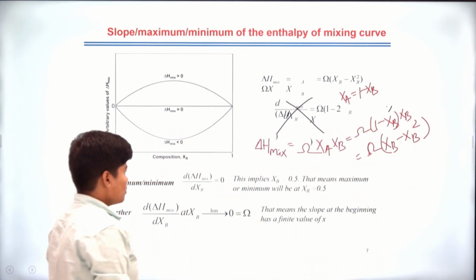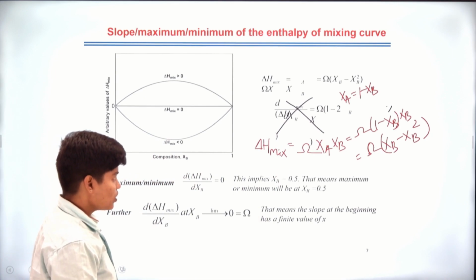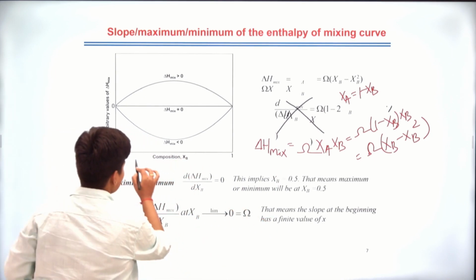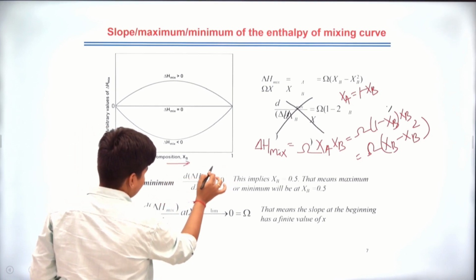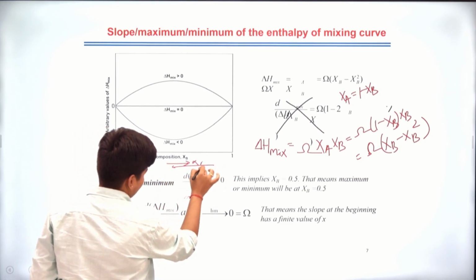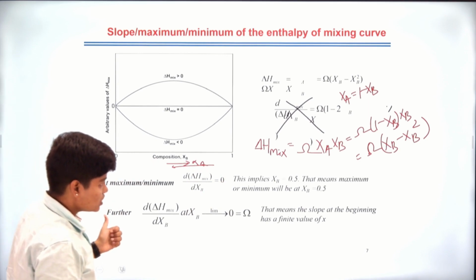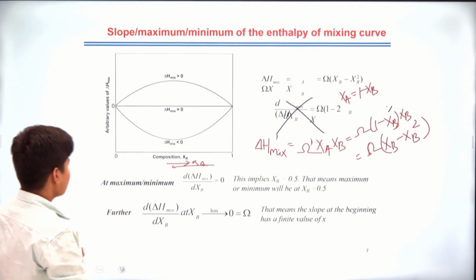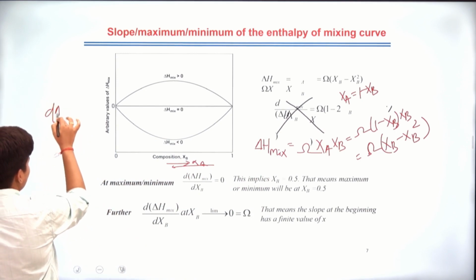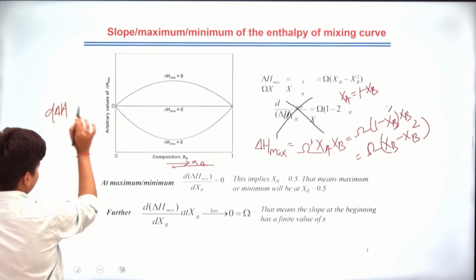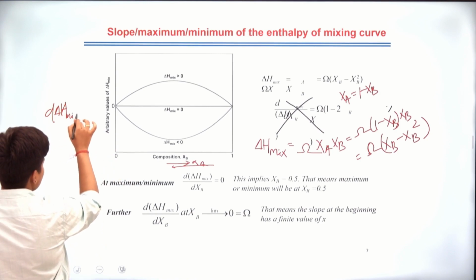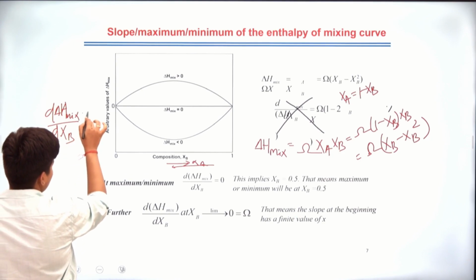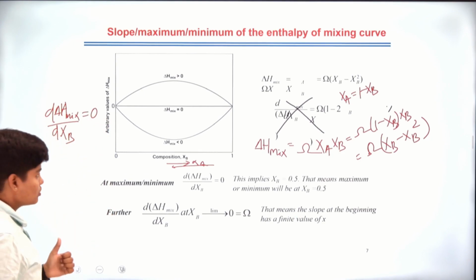So where will the enthalpy be maximum? Let the composition change from 0 to 1, XB from 0 to 1, and this is XA. There will be one maximum point. So how do we mathematically derive the maxima? If you differentiate del H mix with respect to XB and set it to 0, then you get the maxima.